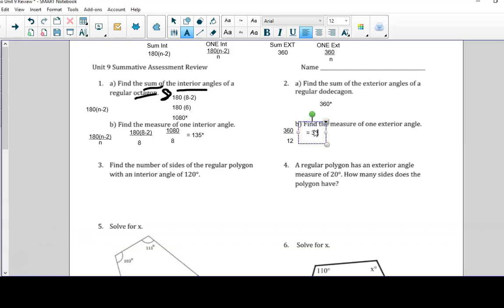Maybe. There we go. All right. 30 degrees. Okay. So again, those are the big four there: sum of interior, one interior, sum exterior, one exterior. And you're just going to repeat the process this whole time.